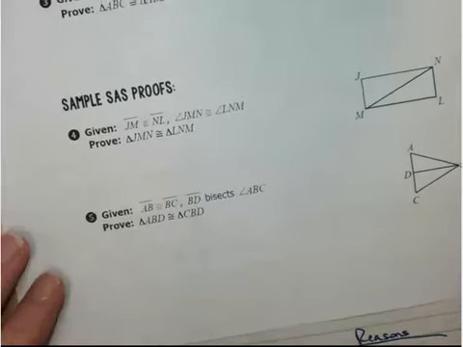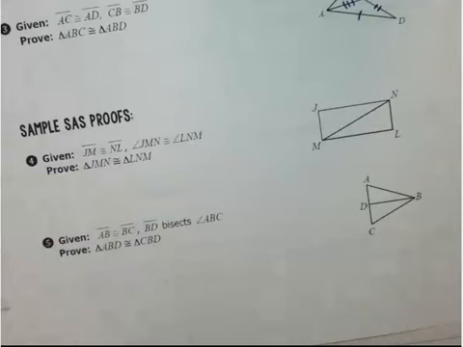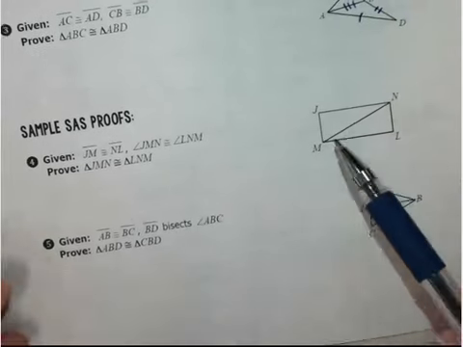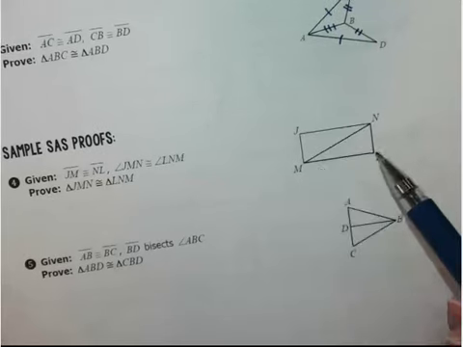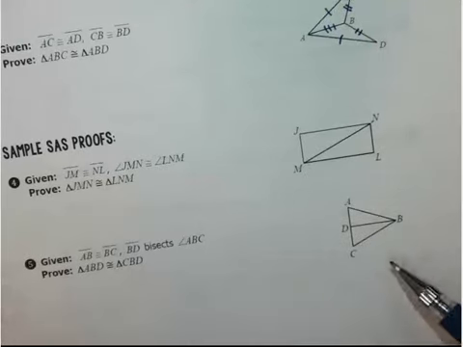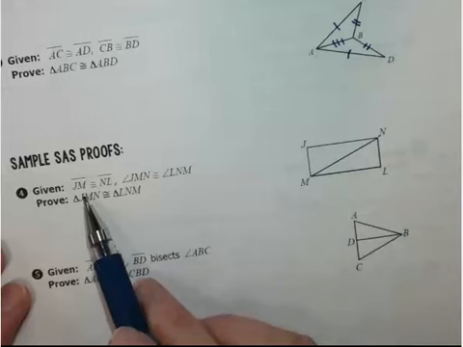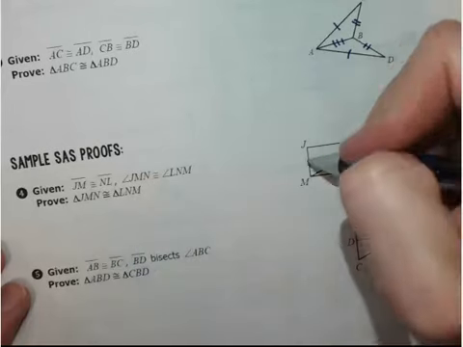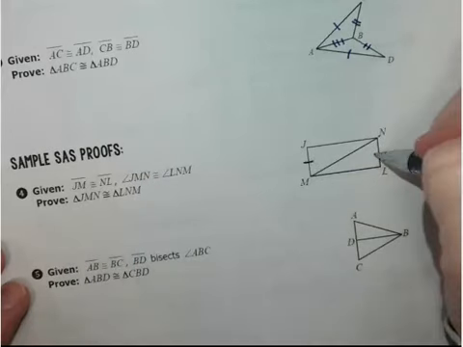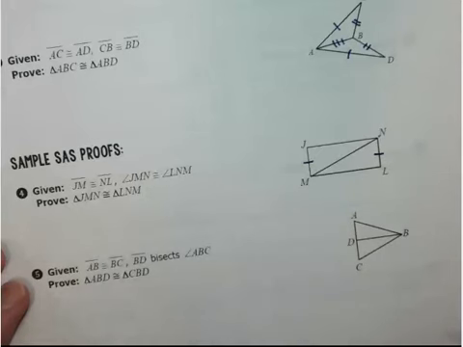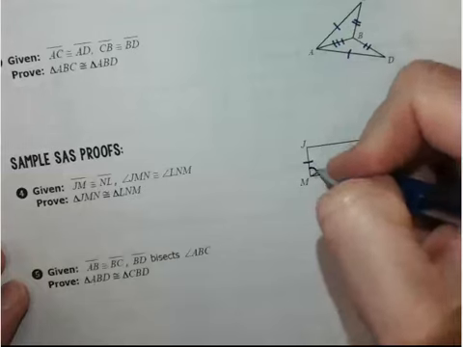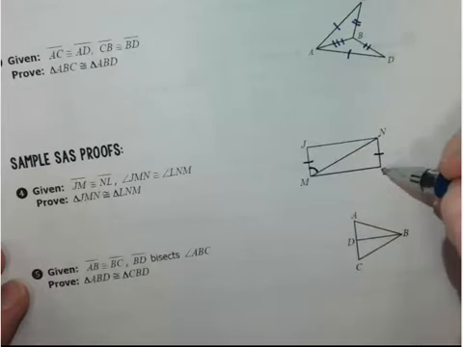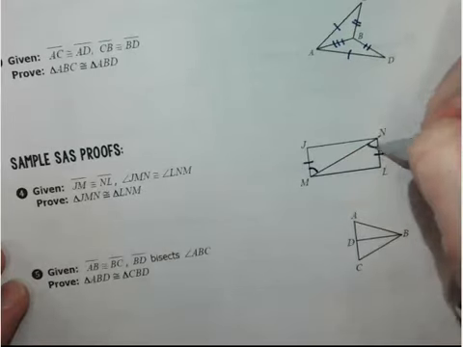So let's go over to 4 here, and what they tell us is that we want to prove JMN is congruent to LNM. And they give us a couple pieces of information for our given statements. So we know that JM, and I'm going to mark it, JM is congruent to NL. And they also tell us the angle. They tell us JMN right here is congruent to LNM right there.